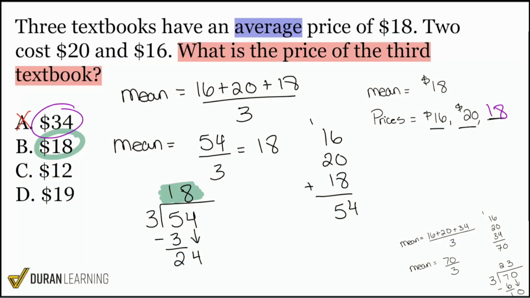Absolutely. So what does it mean, coincidentally, right? It's a coincidence. But what does that mean about the 18 that we plugged in? It means that it works. It means that it's the correct answer. And there we are. B is the correct answer in this case.